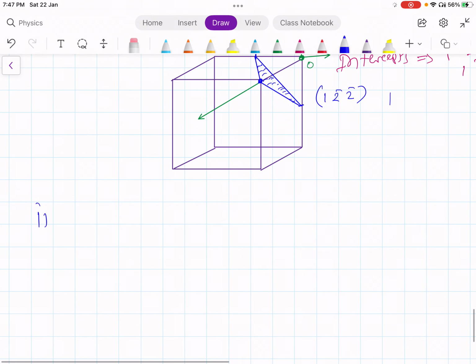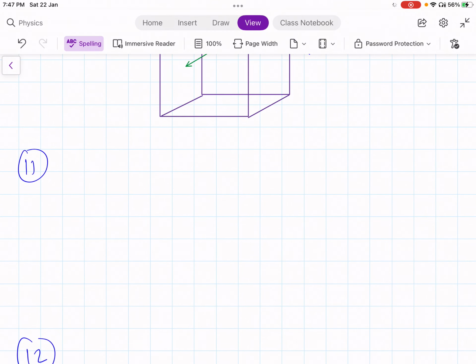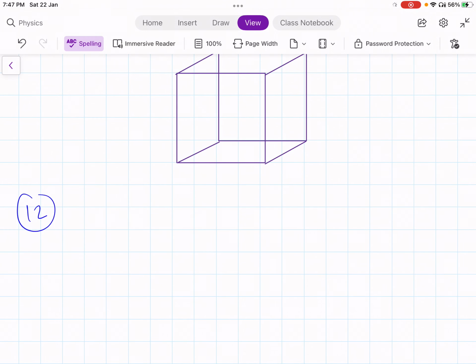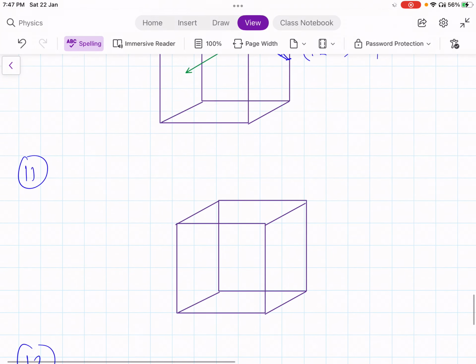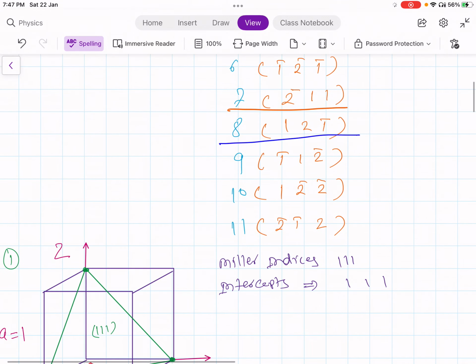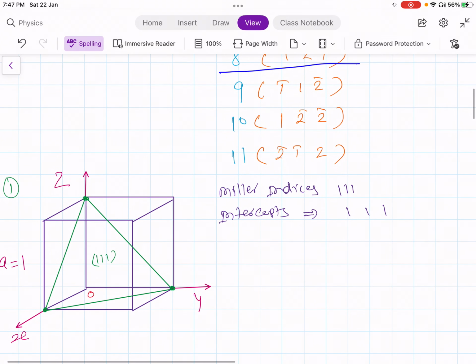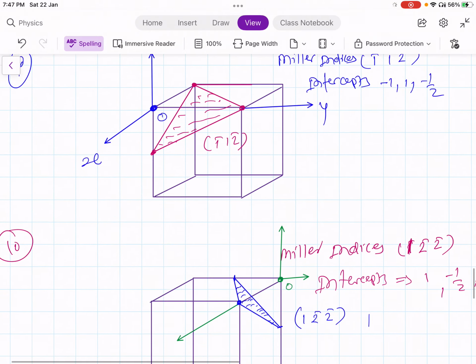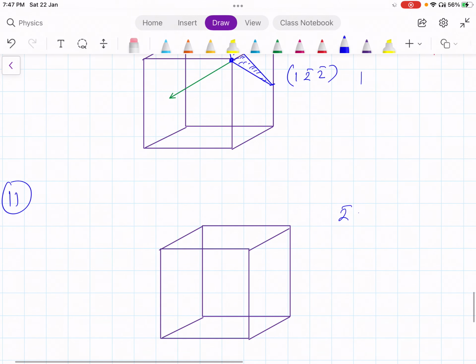Let's see 11th and 12th. 1 unit cell for this and 1 unit cell for 12th one. Let's see what are the Miller indices given. 11 is given only. Bar 2, bar 1, 2. So this is the Miller indices.